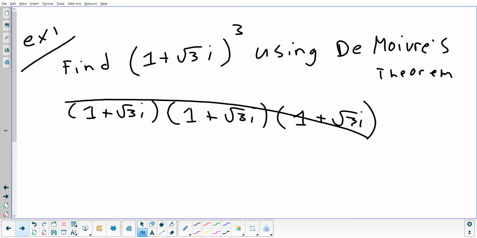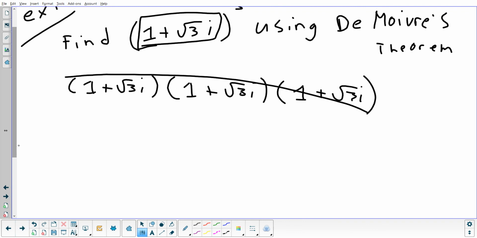In order to use DeMoivre's theorem on this problem, what's the first thing I have to do with that number? Yep, get it into trig form. So this is when I said we'll practice writing numbers in trig form a little more today. Well, now we're gonna do that. What are the two things that you need to write a number in trig form? The angle and the distance from the origin. Yep. So we need the radius and we need the angle.